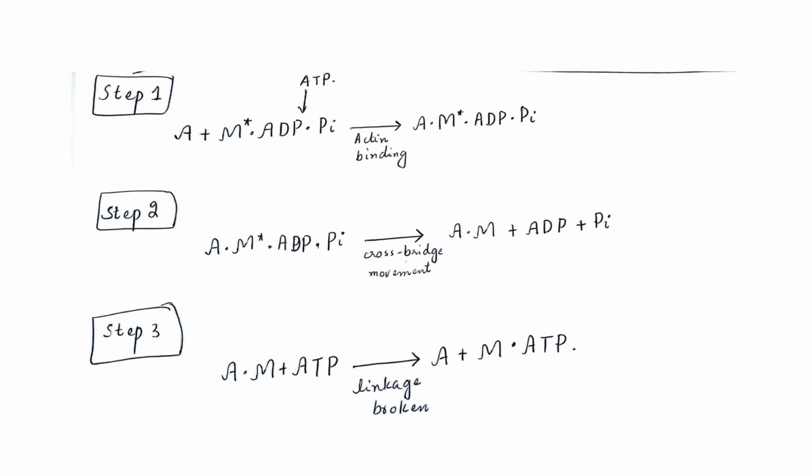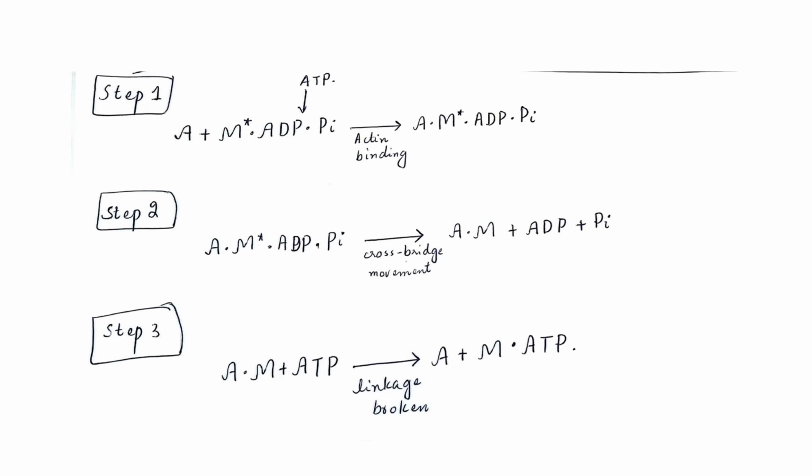Step number 2 is cross bridge movement, which is also known as the power stroke. As the power stroke occurs, the myosin head pivots, pulling actin towards the M line. So the equation changes to A dot M plus ADP plus inorganic phosphate ion. During this process, ADP and inorganic phosphate ion are released, and the energy stored in the myosin head is used to generate force. Step number 3 is detachment.